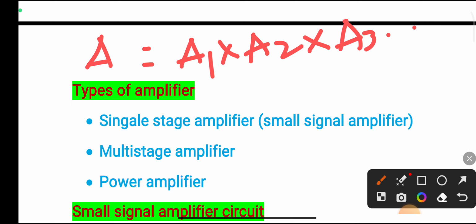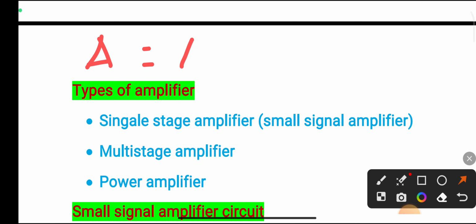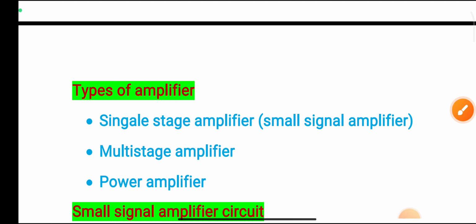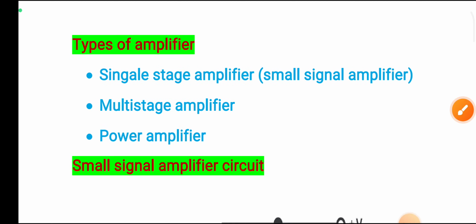Next, the power amplifier. A power amplifier is a circuit that can be used for increasing the power of the input signal. This circuit is very important in communication systems and broadcasting systems. When we want to increase the power of the input signal, we can use a power amplifier.